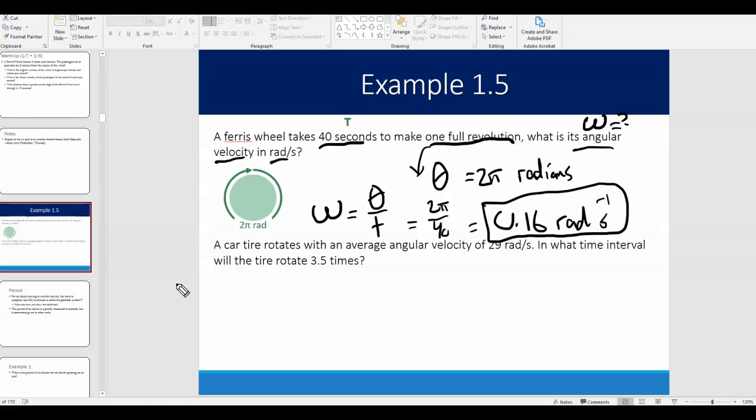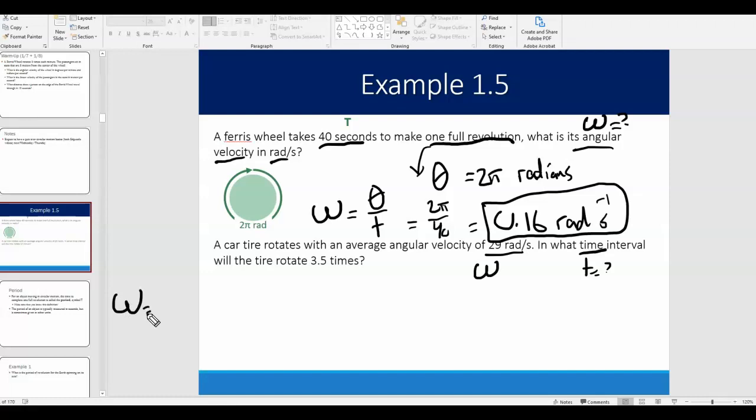Okay, now the second question says a car tire rotates with an average angular velocity of 29 radians per second. In what time interval, so we're looking for time, will the tire rotate 3.5 times? Okay, so try to answer example 1.5 on your own.